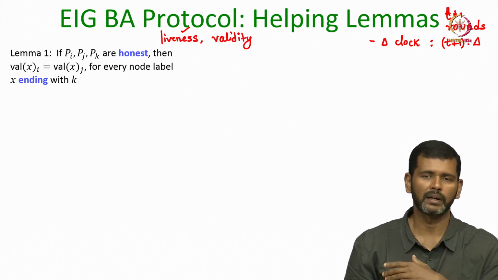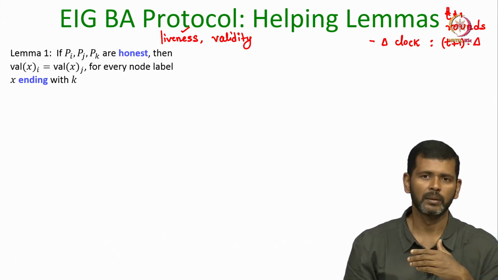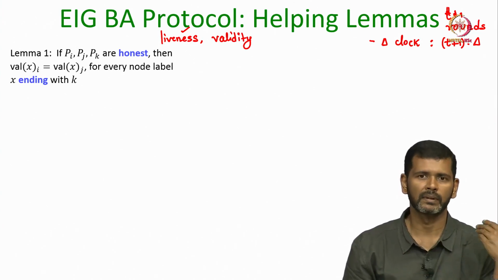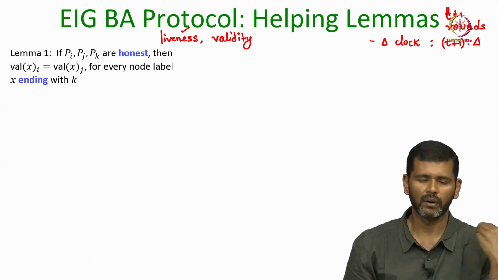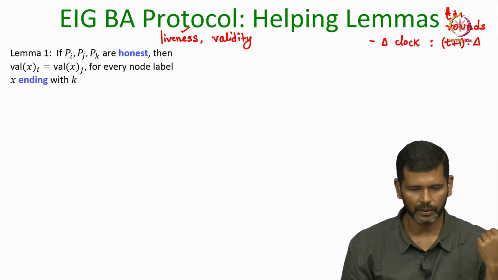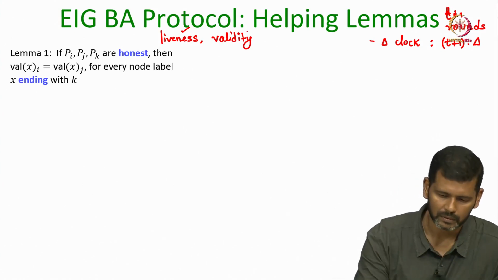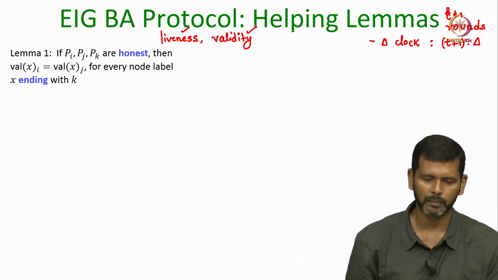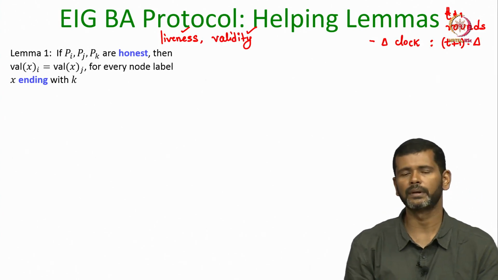It will never happen that the parties keep on running the protocol forever, even if the corrupt parties decide not to cooperate, not sending any message and so on. So, let us go to the validity property, the proof of the validity property.